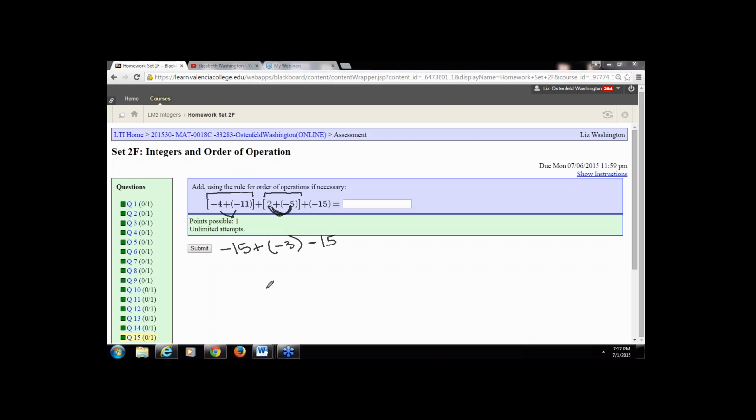Very good, guys. You're doing a great job participating. Now, technically, since all of my numbers here are negative and all I have left is addition and subtraction, since they're all negative, that means I'm going to add them all together. 15 and 15 give me 30. 30 and 3 give me 33. Keep the sign. Very good. Any questions about that? Very good.